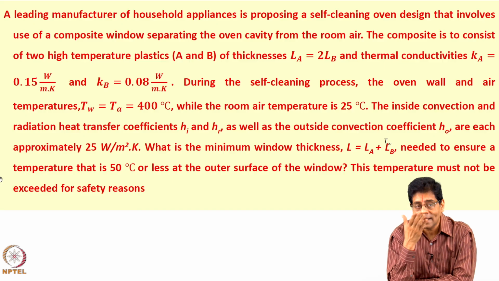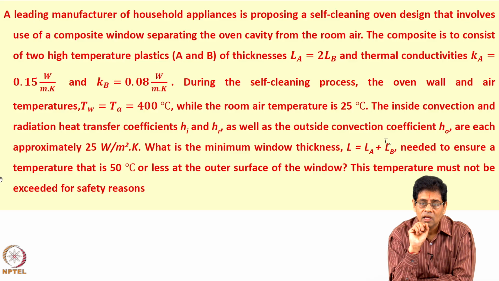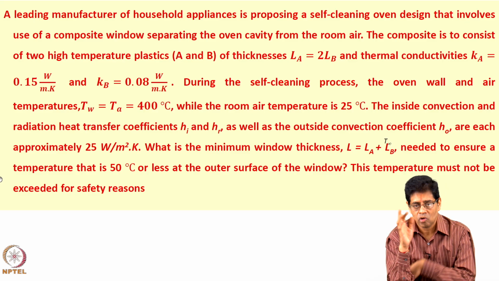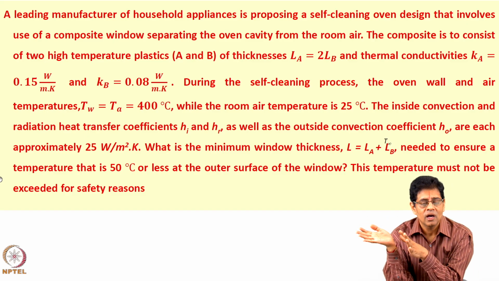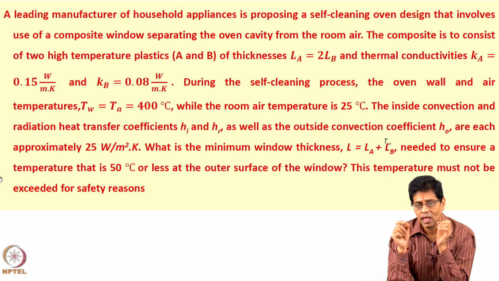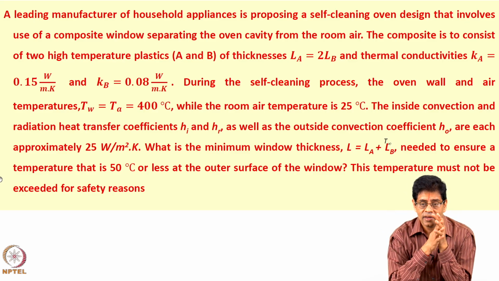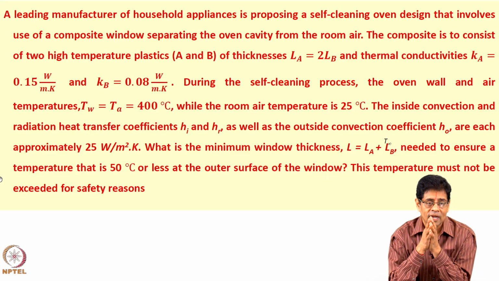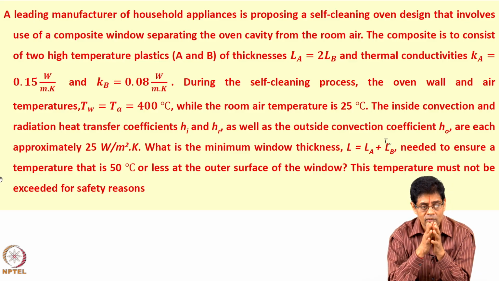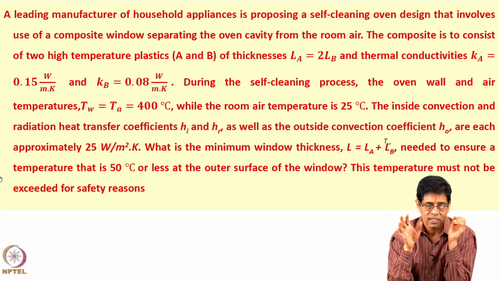So, we have a leading manufacturer of household appliances proposing a self cleaning oven that involves use of a composite window separating the oven cavity from the room air. So, you have one hot cavity and you have room air which is ambient conditions. The composite is said to consist of two high temperature plastics A and B of thickness La, which is twice the thickness Lb. Conductivities are given to you. During the self cleaning operation, the oven wall and the air temperatures are at 400 degrees centigrade, which is inside the oven, and the ambient temperature is 25 degrees centigrade.